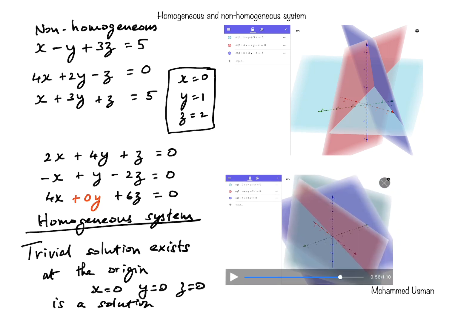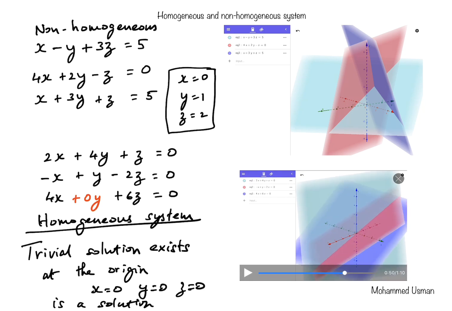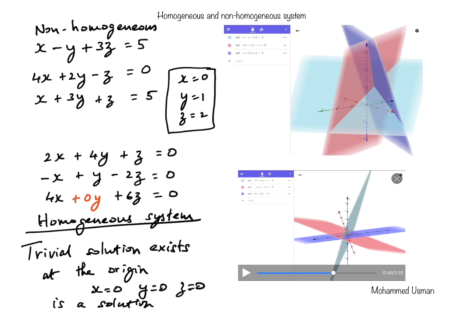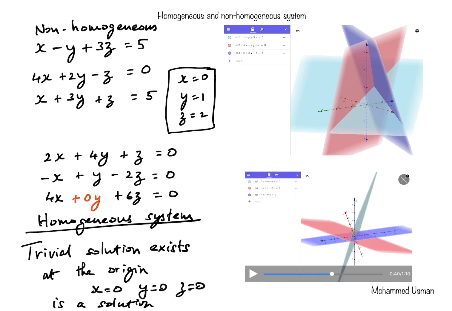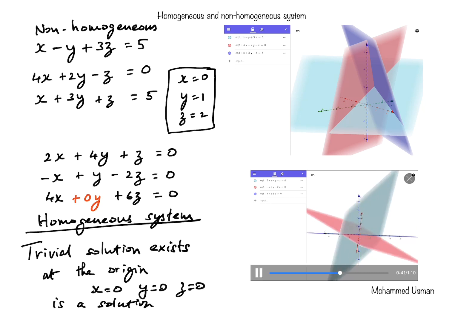You can clearly see from this depiction. Let me go back a little bit. You see here, all of them are passing through the origin. So the origin is always a trivial solution in the case of a homogeneous system.